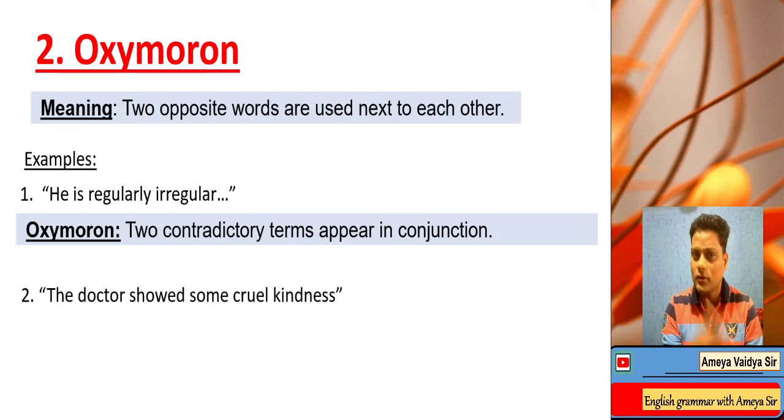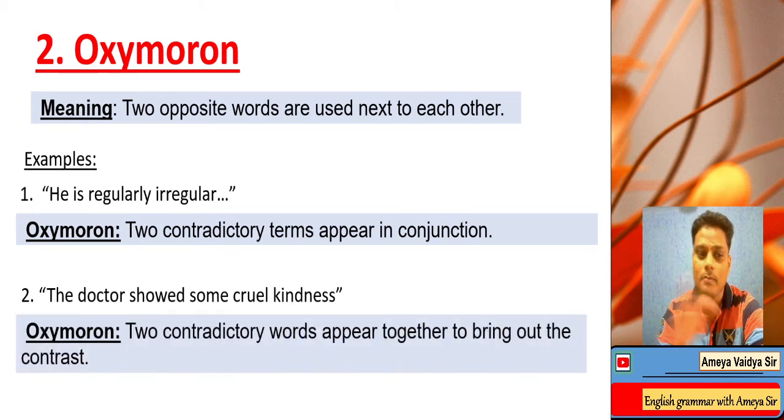The doctors have to inject the baby, so it definitely will prick, but that's for the betterment, for better health. So that's a kind of cruel kindness that brings out what is known as oxymoron. Observe how nice the difference is, the subtle difference, but a clear difference. So now post this video, you really should not have any doubt about what is antithesis and what is oxymoron.